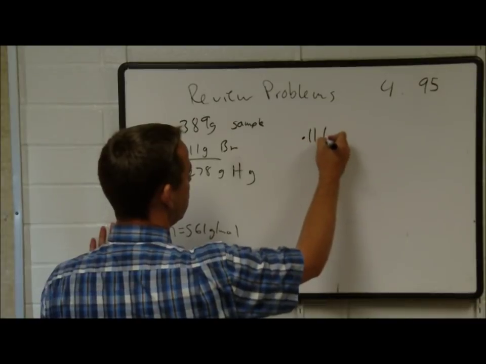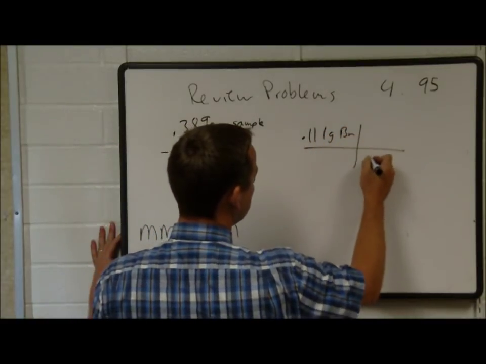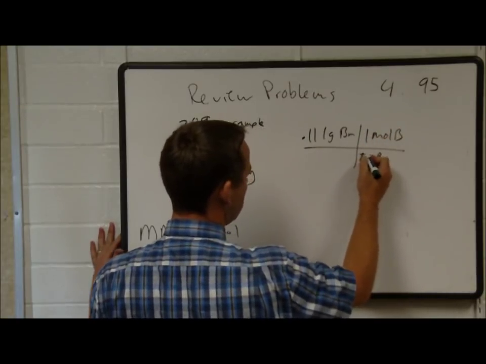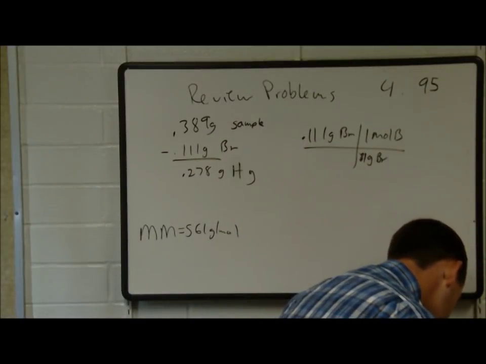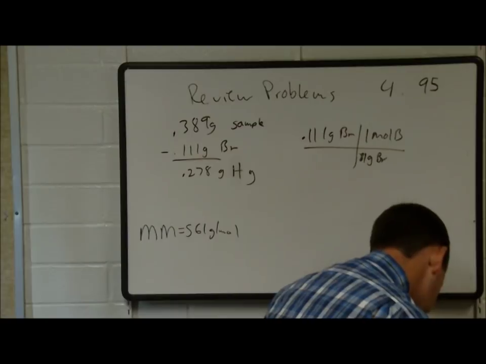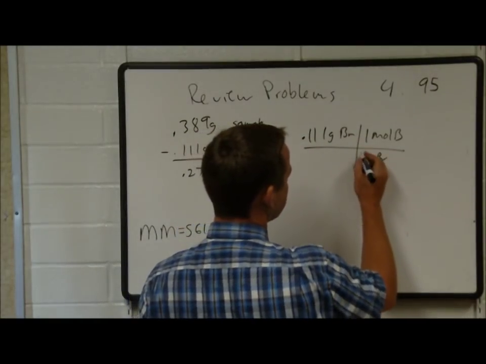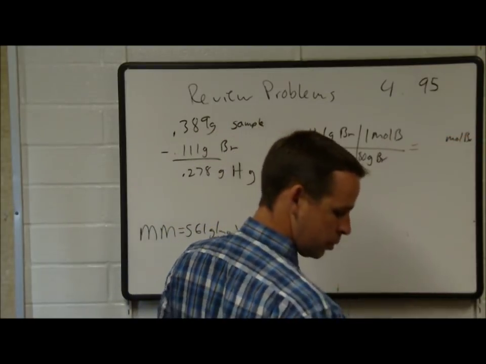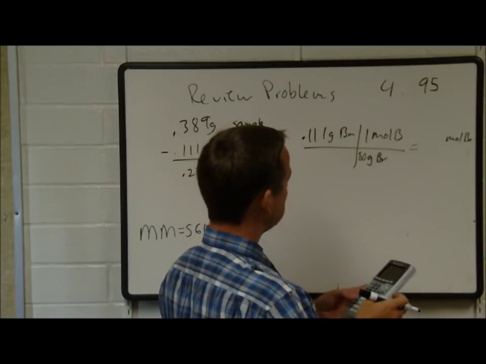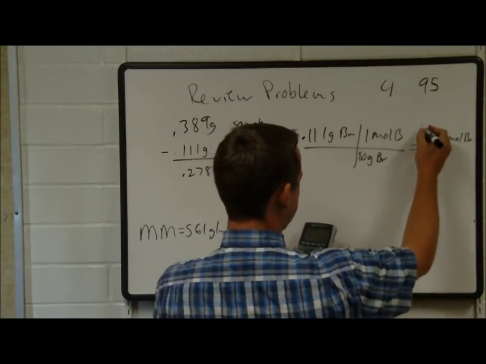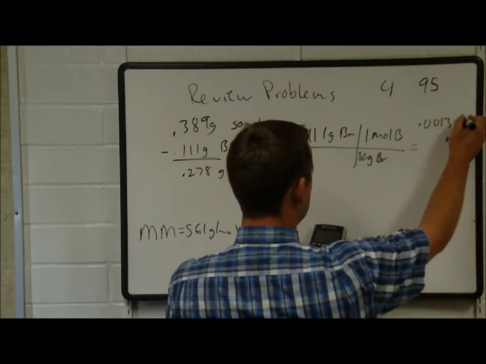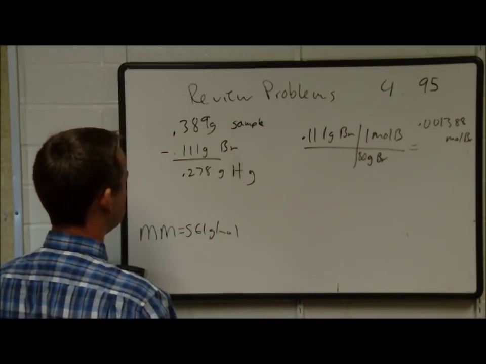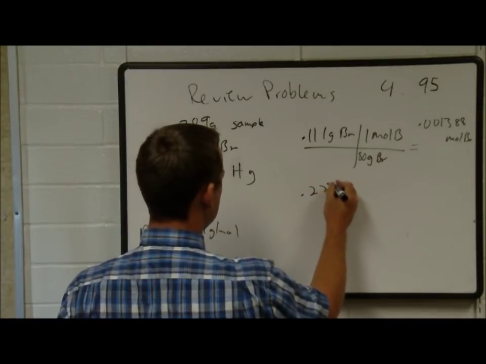Okay, so here we go. If we have 0.111 grams of bromine, we can determine how many moles of bromine by knowing that every 1 mole of bromine weighs 79.9 grams, so 80. And the moles of bromine will therefore be 0.111 divided by 80. 0.001388 moles of bromine. Next, Hg, 0.278 grams of mercury.